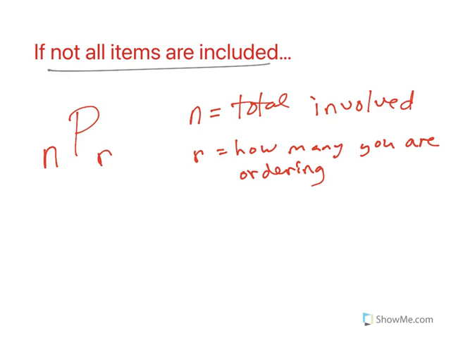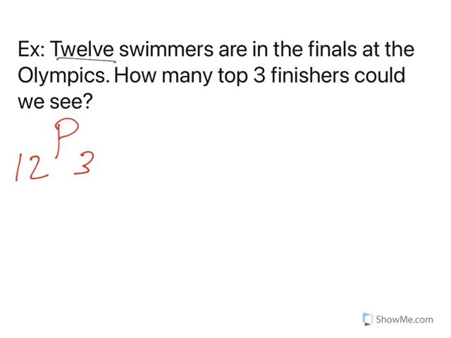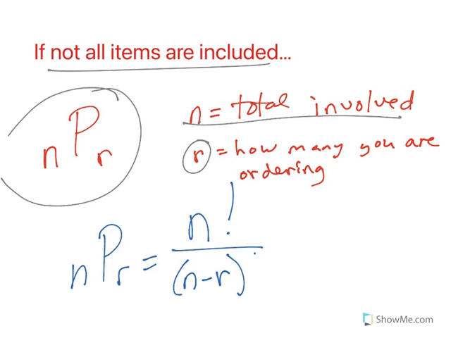If not all of the items are included, we use something called a permutation, nPr. Now, n is the total possible people that are involved in this. How many totals can we pick from? And then r is how many do we care about ordering, right? How many do we actually care about? So you can see we have 12 total swimmers, so the n in this case is 12. The r is 3 because we want to say the top 3 finishers. Those are the ones that we are ordering, just the top 3. Now, nPr we find by taking n factorial over n minus r factorial.